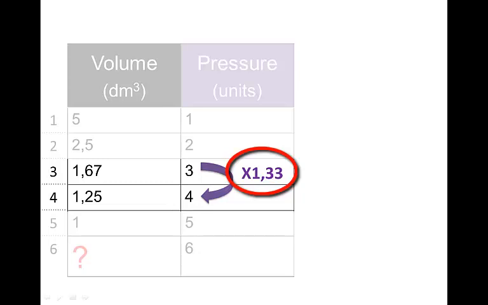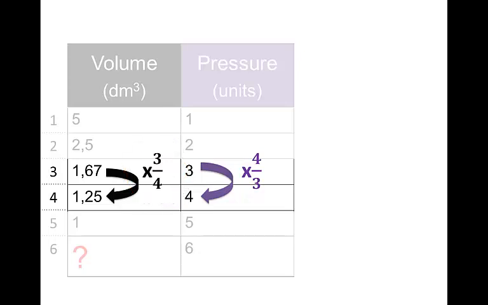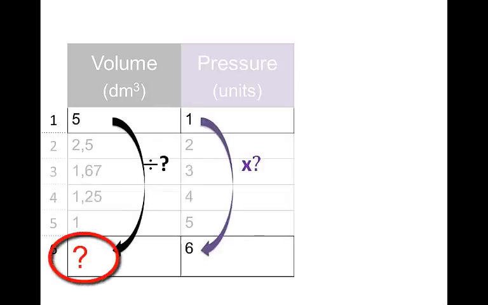And 1,67 divided by 1,33 equals 1,25. Or we could say 1,67 divided by 4 over 3 equals 1,25. That's the same as saying 1,67 times 3 over 4 equals 1,25, because in division we flip and multiply. So using those patterns, what is the missing number?